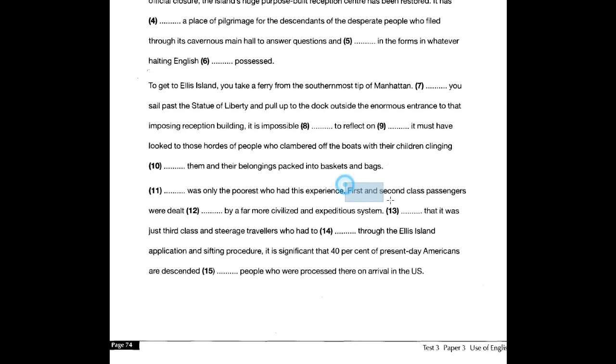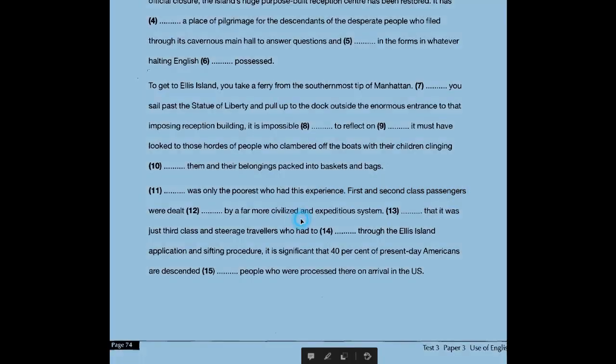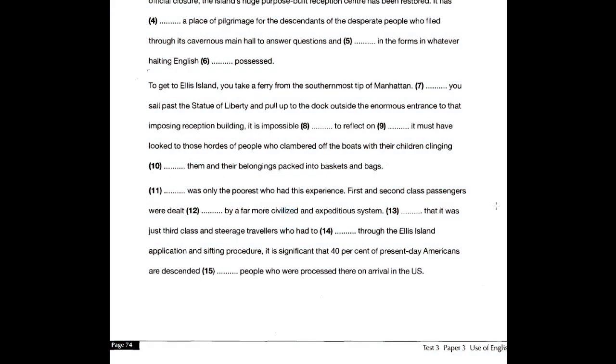And so these first and second class passengers were sorted out, were dealt with by a far more civilized and expeditious system. Then we've got 13 blah blah blah that it was just third class and steerage travellers who had to through the Ellis Island application and sifting procedure.